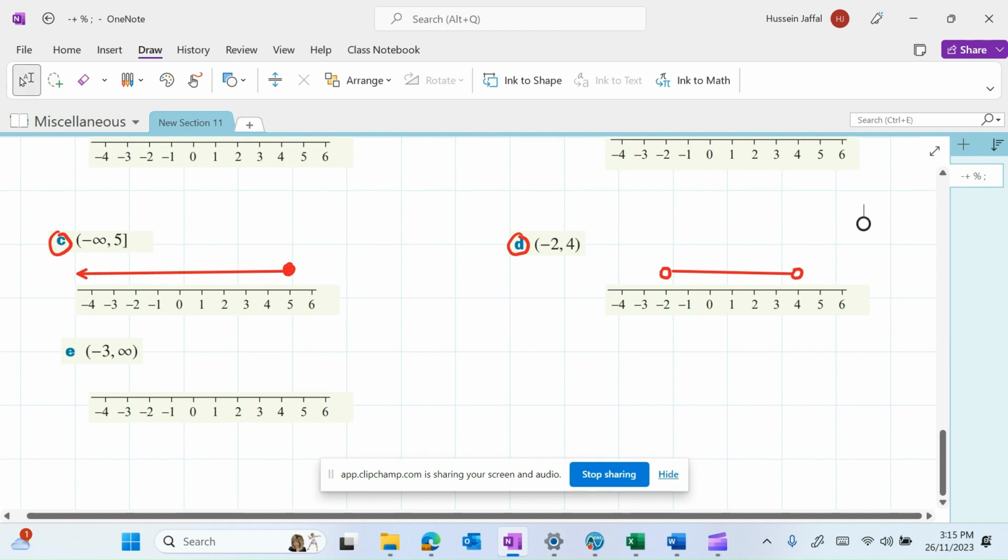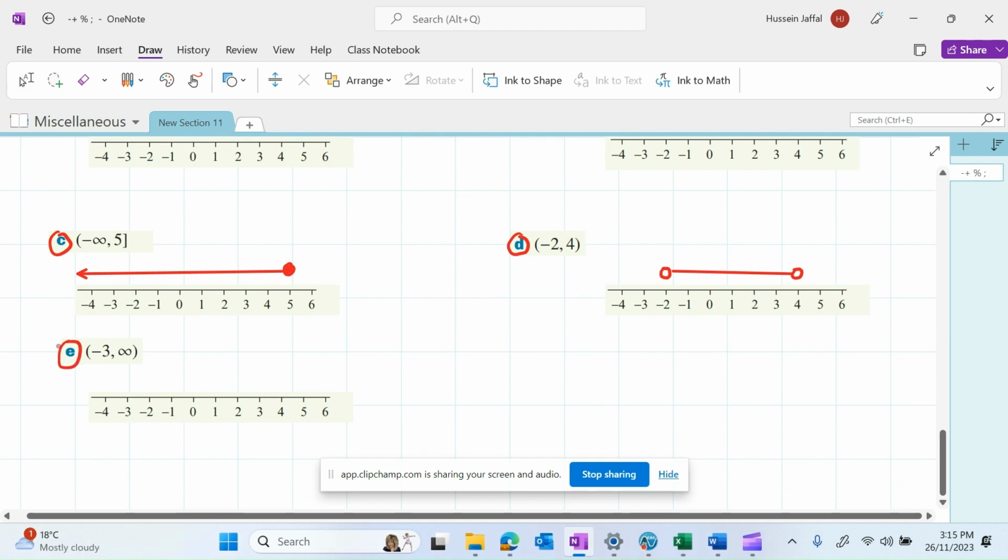Then to the last one, part E, from negative 3 all the way up to infinity, it means that all the values that are greater than negative 3, and of course without negative 3. So we start at negative 3, we make a circle and we don't close that circle, and then all the values that are above negative 3, so all the way to infinity.